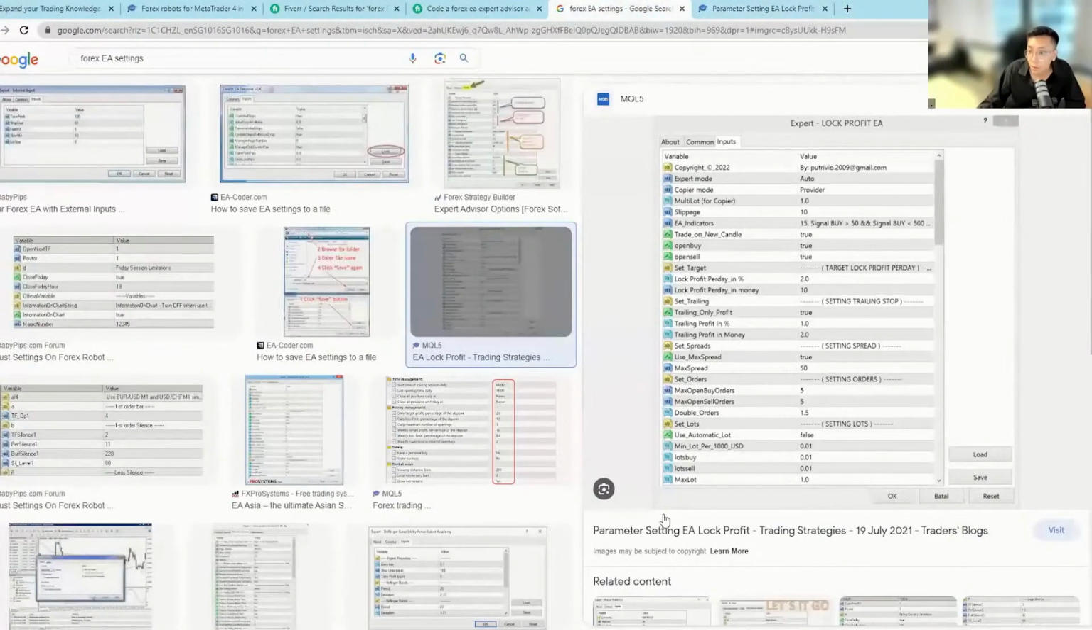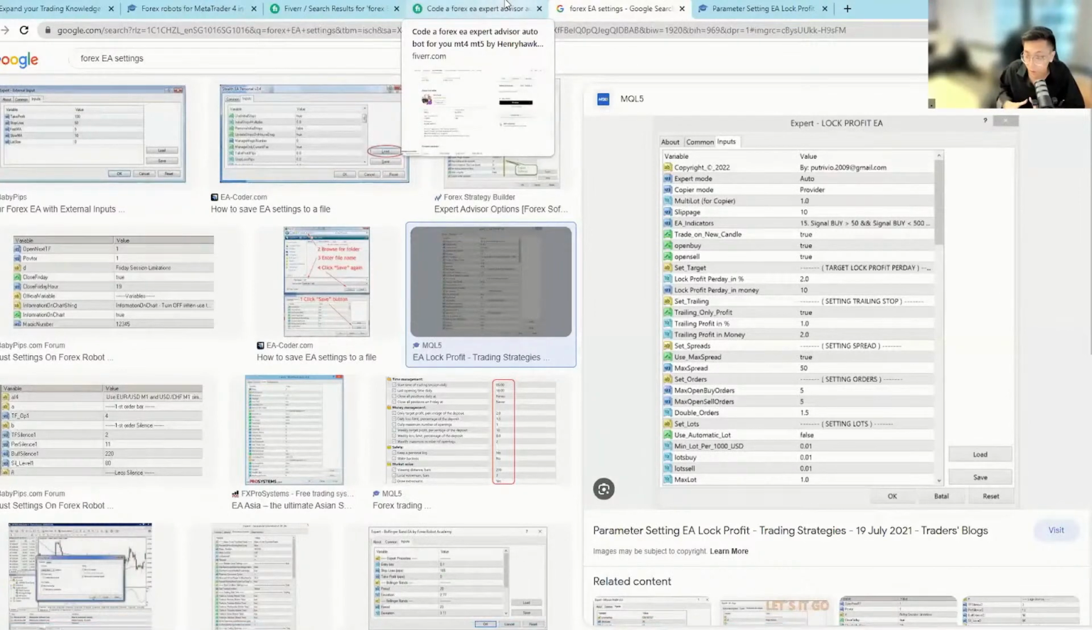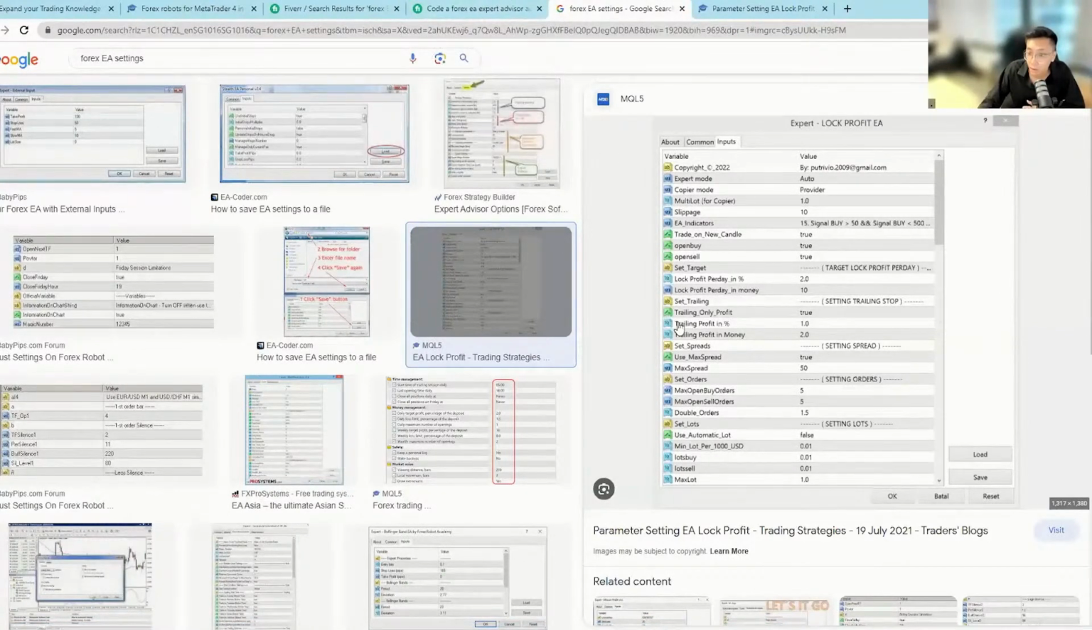So let's say you have a strategy, and this strategy is quite complicated. Then your settings will also be kind of complicated. For example, you can lock your profit, set trailing stop, set spreads, set orders, set lots, and then you can adjust your settings and play around with the settings on your demo account, so that when you're on a live account, you can actually figure out what works best for you and what's best for the strategy itself.